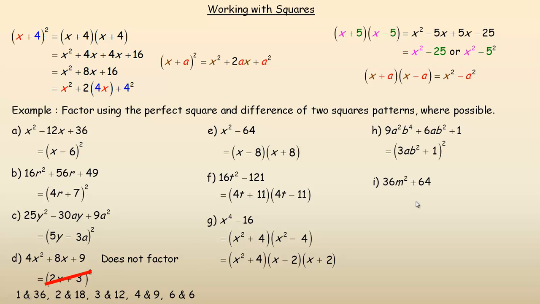Don't forget common factoring. Both of these terms do divide evenly by 4, so you can common factor a 4 out. So if you factor a 4 out, 4 goes into 36 9 times, so this would be a 9m squared, and 4 goes into 64 16 times, so we'll put a 16 on the end here. Now this is still the sum of 2 squares. That doesn't further factor, but you can take the common factor of 4 out, and then that's finished. And that's the end of the video.